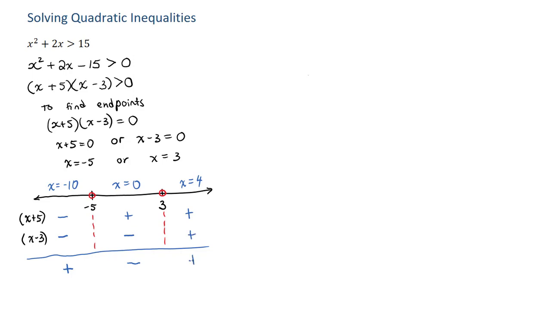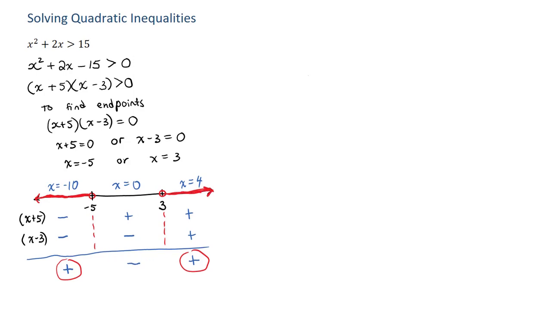So overall, it's positive. If we look back at our inequality, notice we wanted it to be greater than 0. So we want it to be where it's positive. And we can see that it is positive in two places: where x is less than negative 5, or greater than 3.